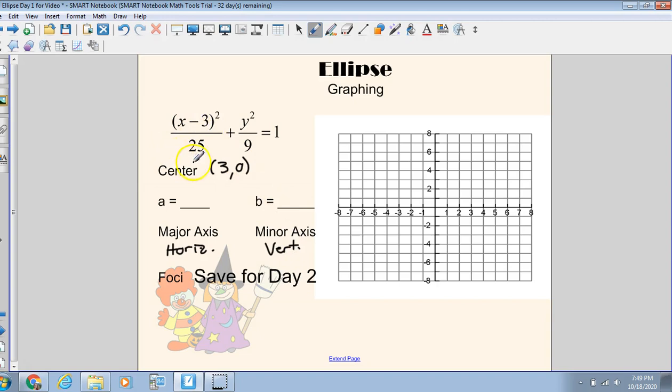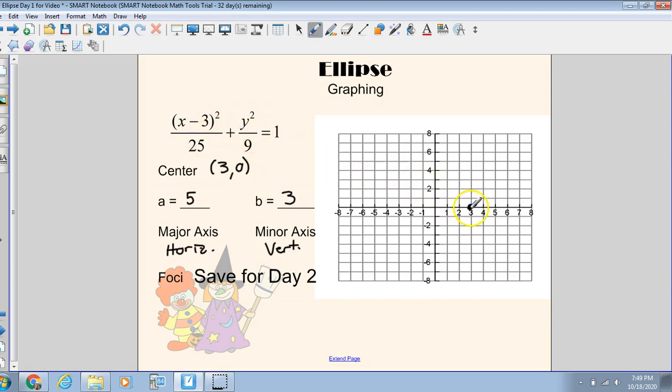The bigger number is 25, this is a squared, so our a value is 5, and b squared is 9, so that means b is 3. So how would we graph that? We would go to our center point, (3, 0). Once again, the number underneath our x tells us how far we're moving horizontally, left and right. The number underneath the y tells us how much we move vertically, up and down.